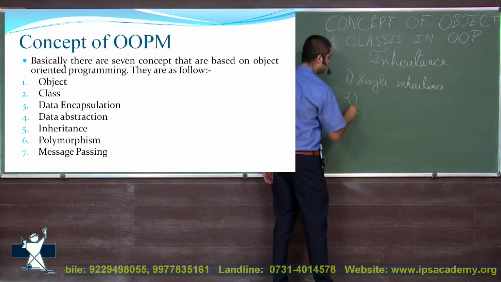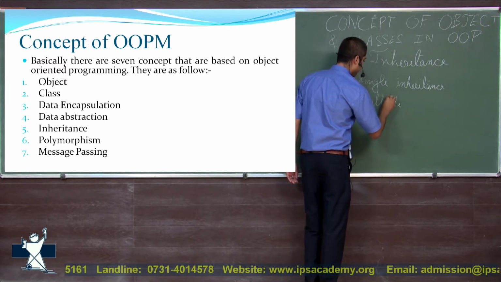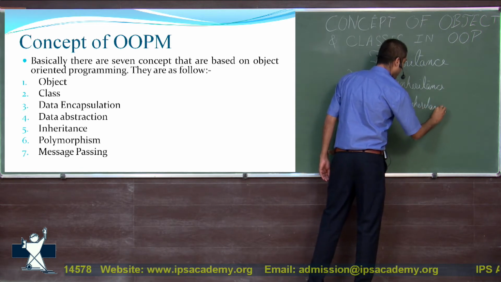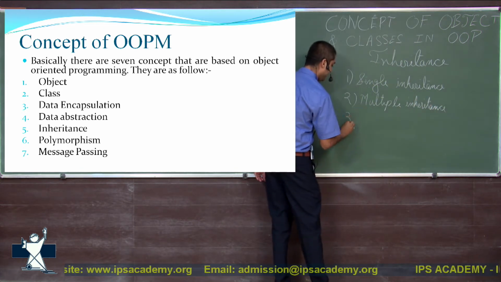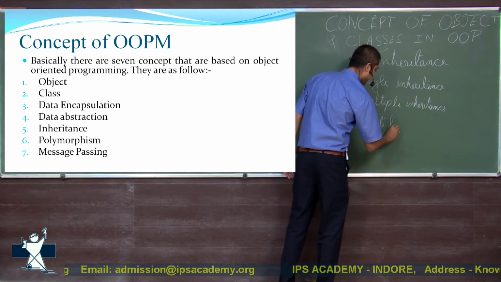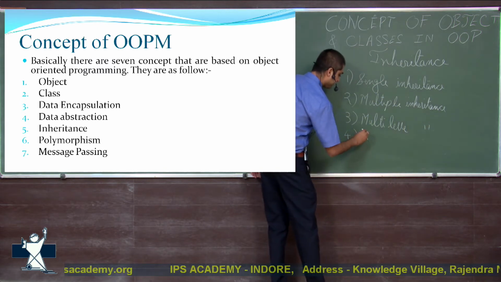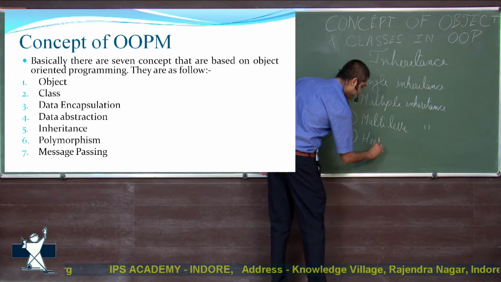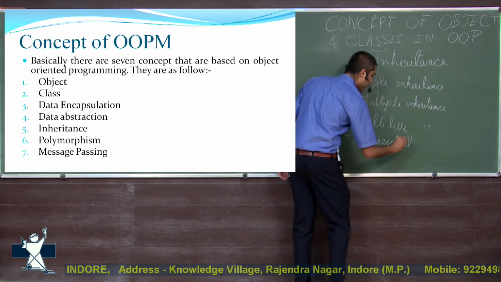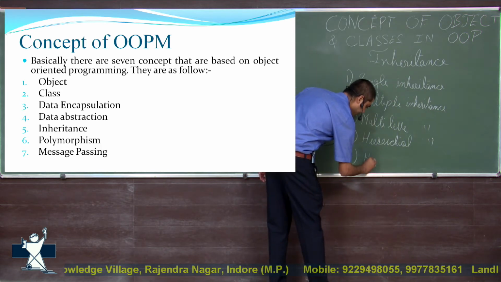Number 2, multiple inheritance. Number 3, multi-level inheritance. Number 4, hierarchical inheritance. And number 5, hybrid inheritance.